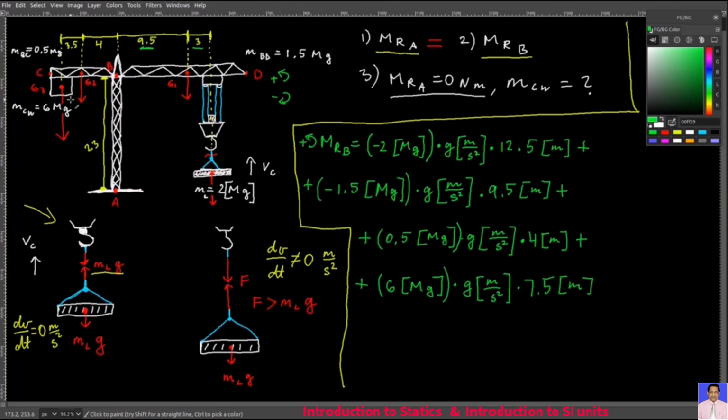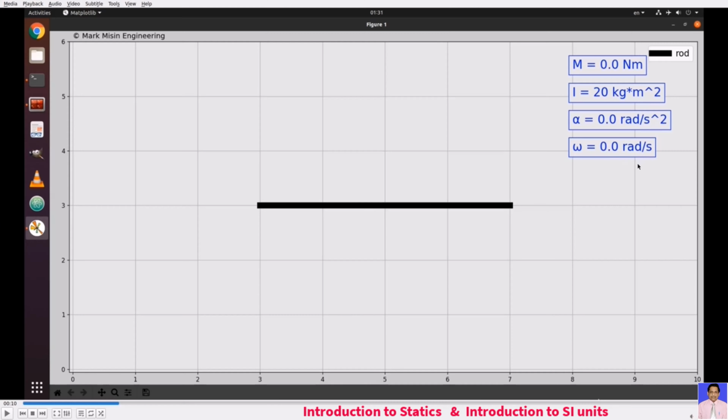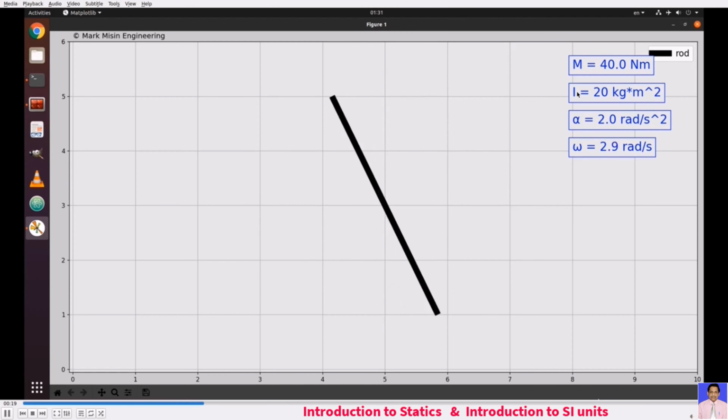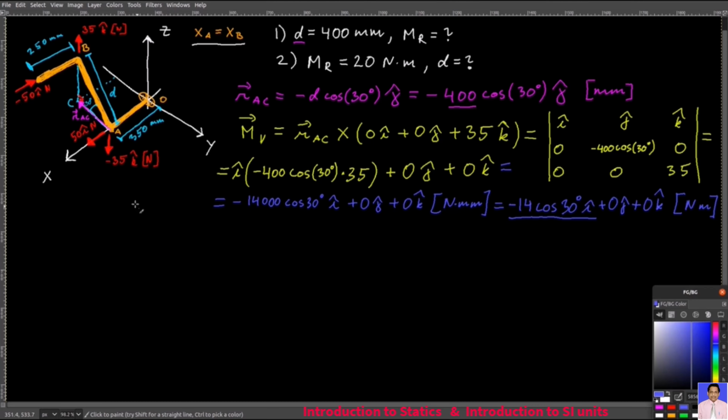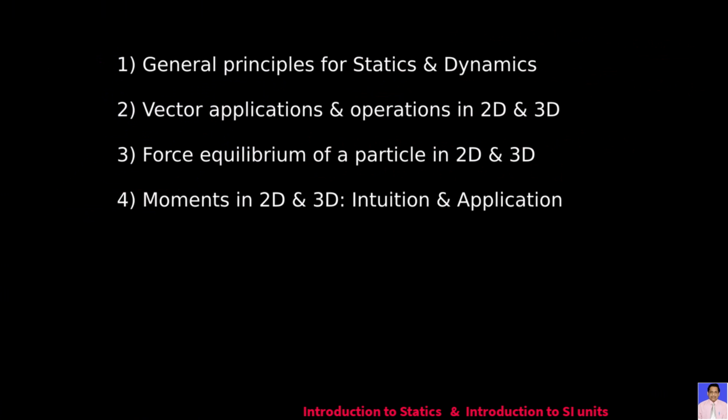No longer will we have particle problems. We will be working with rigid bodies where size does matter. And so, next to forces that make bodies accelerate, we must now know how to calculate moments that make bodies rotate. It's necessary because if you want to keep structures stable, you have to counter their tendency to rotate with a counter moment. Then we'll continue with the section called Distributed Loads in 2D and 3D.